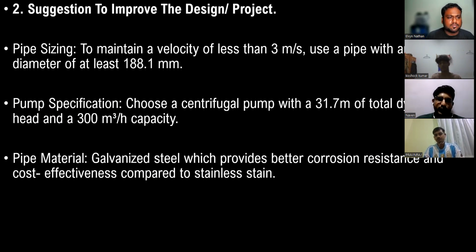Suggestions to improve the design of the project. Pipe sizing: to maintain a velocity of less than 3 meters per second, use a pipe with an internal diameter of at least 188.1 millimeters. Pump specification: choose a centrifugal pump with 31.7 meters of total dynamic head and a 300 cubic meters per hour capacity. Pipe material: galvanized steel, which provides better corrosion resistance and cost effectiveness compared to stainless steel.